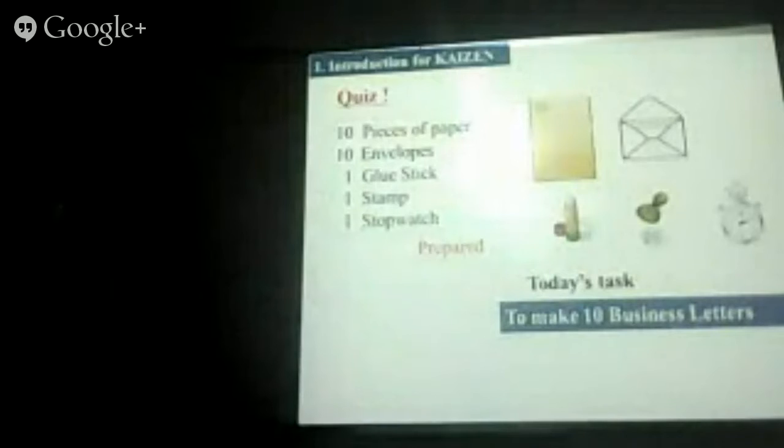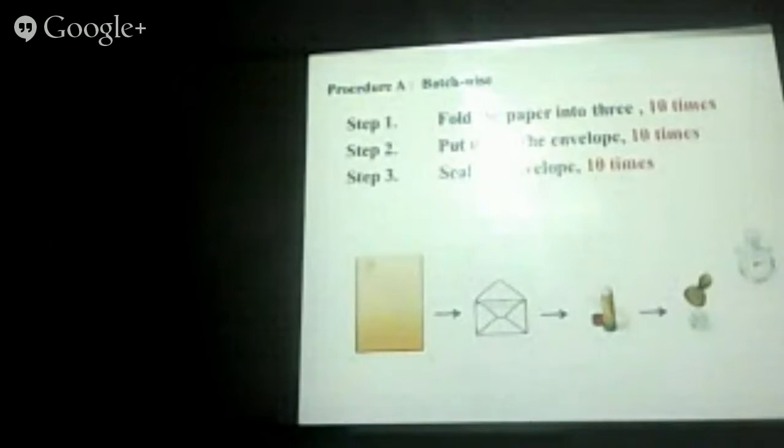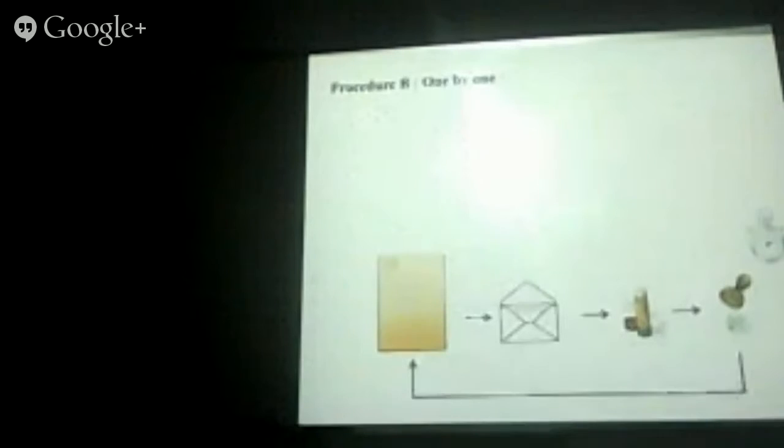There are two types, two procedures. First procedure is batch-wise procedure. Procedure A. It means first, fold the paper into 3 and repeat 10 times. Step 2, put it into the envelope, repeat 10 times. Step 3, seal the envelope. Then stamp the envelope 10 times. This is the business letter. This is the procedure.